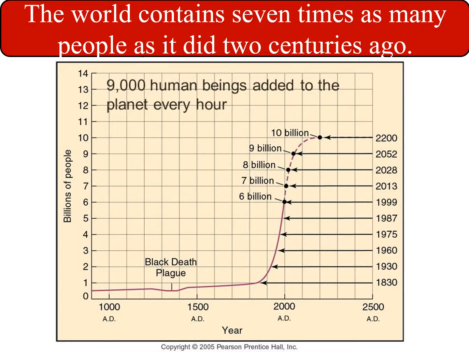Starting around 1800, we see a rapid population explosion. This is known as exponential growth. And the world contains 7 times as many people as it did 2 centuries ago. Right around this time of when we start to see this exponential growth is what's known as the Industrial Revolution. And we're going to learn a lot more about the Industrial Revolution and its effect on population.